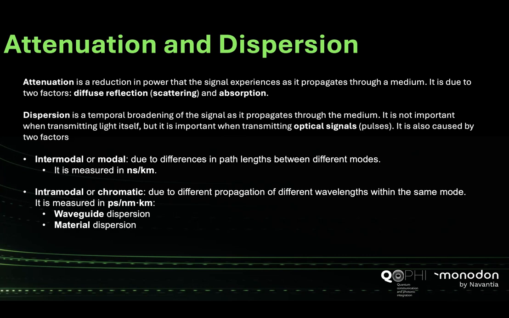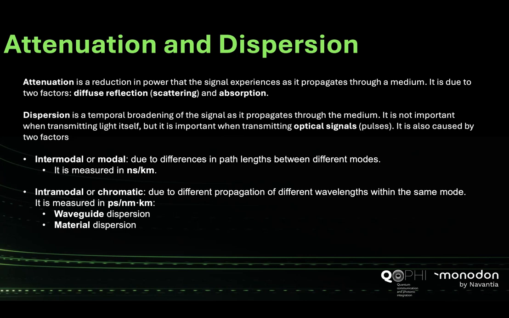In real systems, light signals are not perfect. As they travel through the medium, they experience 2 major effects: attenuation and dispersion. Attenuation is a gradual loss of signal strength. This happens because some of the light is absorbed by the material and some of it is scattered in different directions. Dispersion, on the other hand, affects the shape of the signal. Instead of staying as a sharp pulse, the light spreads out over time.